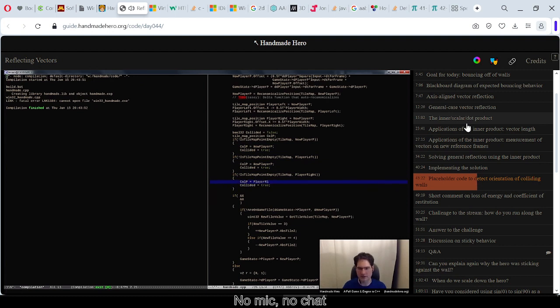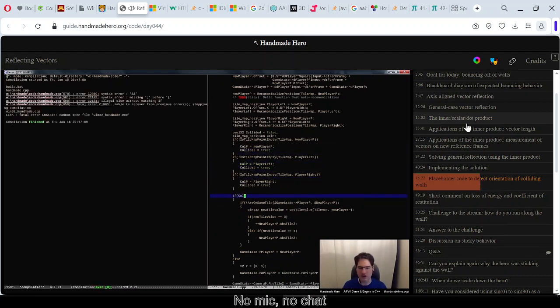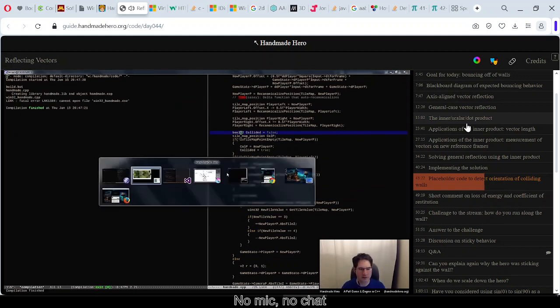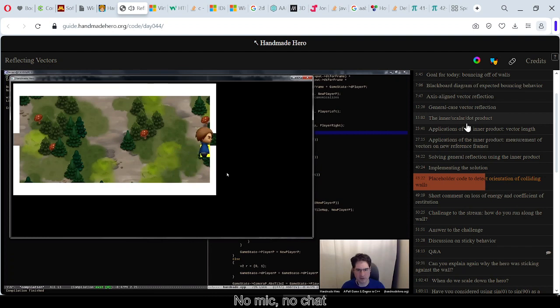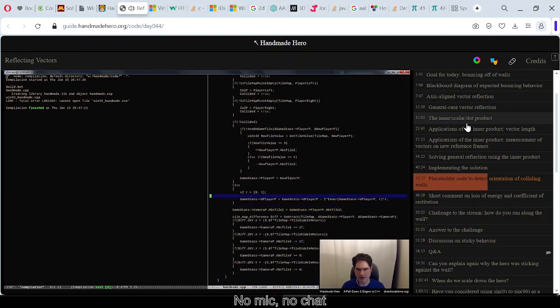Whoever actually collided. And this will let me know what actually caused us to not move, right? And so this now becomes collided. If we did not collide, then we can go ahead and do our stuff, and that shouldn't change anything as it is. We should still be able to do whatever we were doing before. But now we can compare and figure out where our wall actually is.